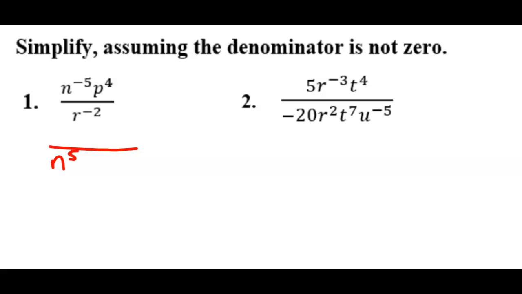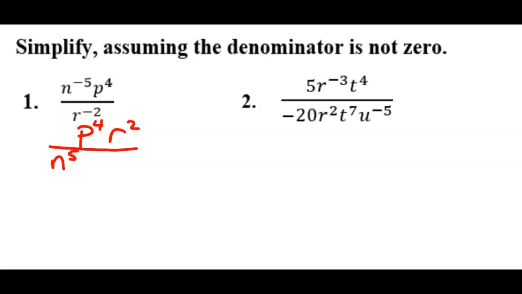Okay? P to the 4th, stay or go? Stay. R to the negative 2, stay or go? Go. So it's going to go to the top and become R squared. That's my answer. Okay?